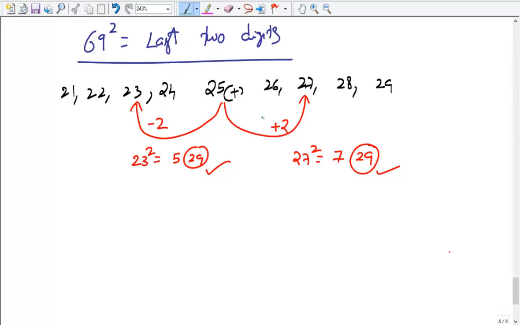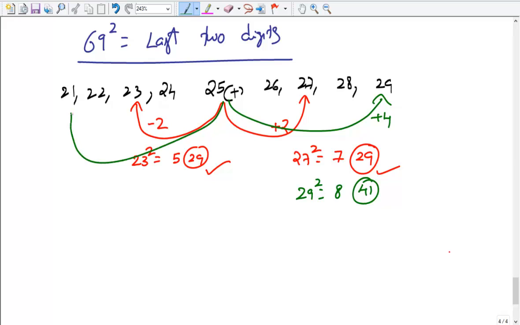Now let's take 29 actually. So it's plus 4. So 29 square is 841. Last two digits are 41. Now take the same deviation on the other side, that's going to be minus 4. So 21 square is 441. So the last two digits of the squares of the numbers which are equidistant from 25 are same.